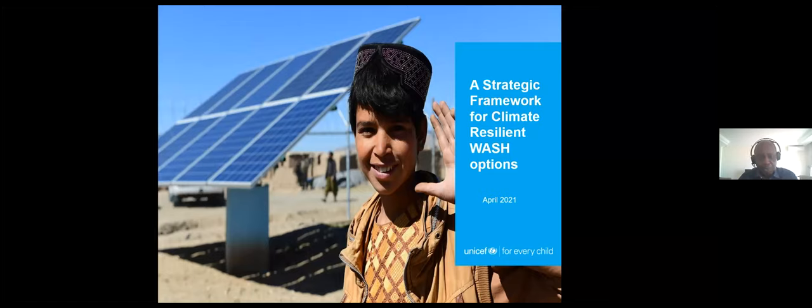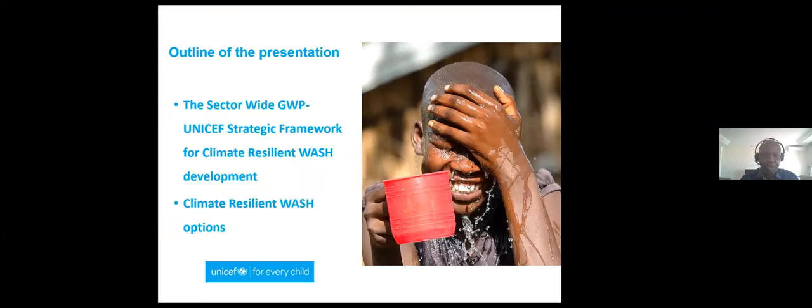And then also to present this framework, which will show you how you can look at and address risks and also develop solutions in your particular context. Next slide. So the framework, next please.